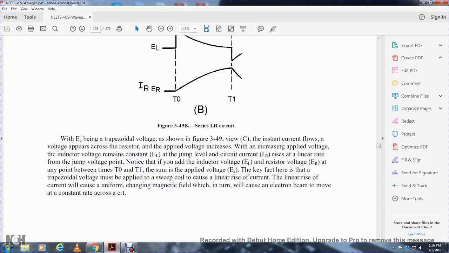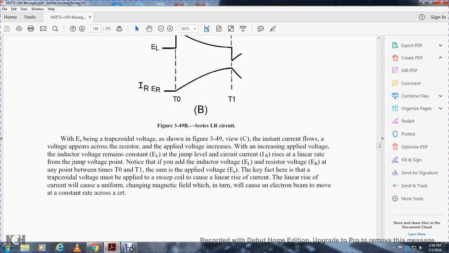Alright, so you have the voltage across the resistor, the applied voltage, and the inductor voltage from time interval 0 to time interval 1. With the applied voltage being a trapezoidal voltage, as shown in figure 349 view C, the current flows and the voltage across the resistor increases with the applied voltage. The inductor voltage remains constant at the jump level, and the current rises at a linear rate from the jump voltage point. The sum of the inductor voltage and the resistor voltage equals the applied voltage.